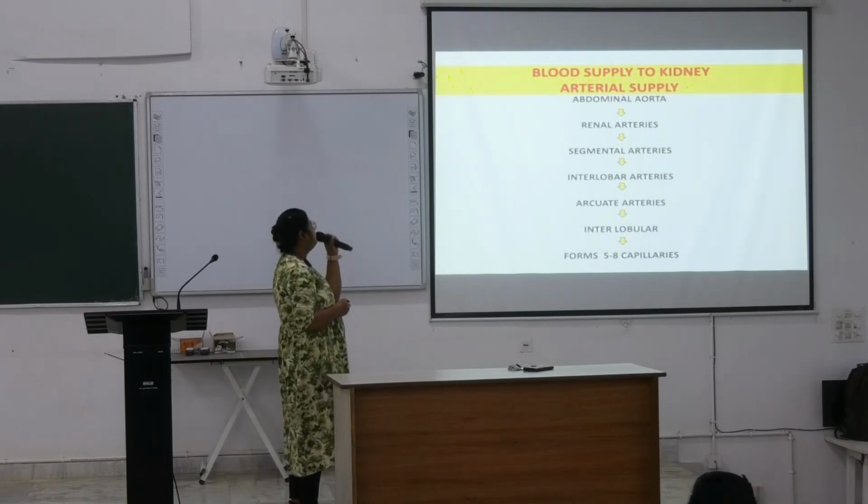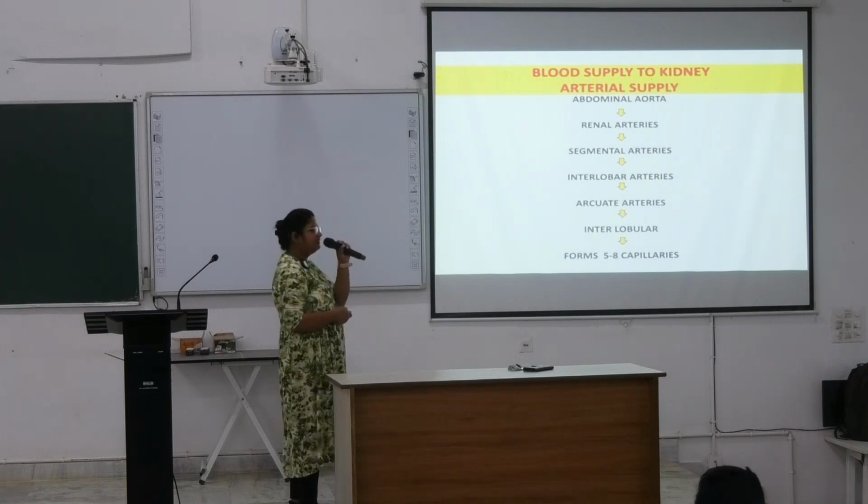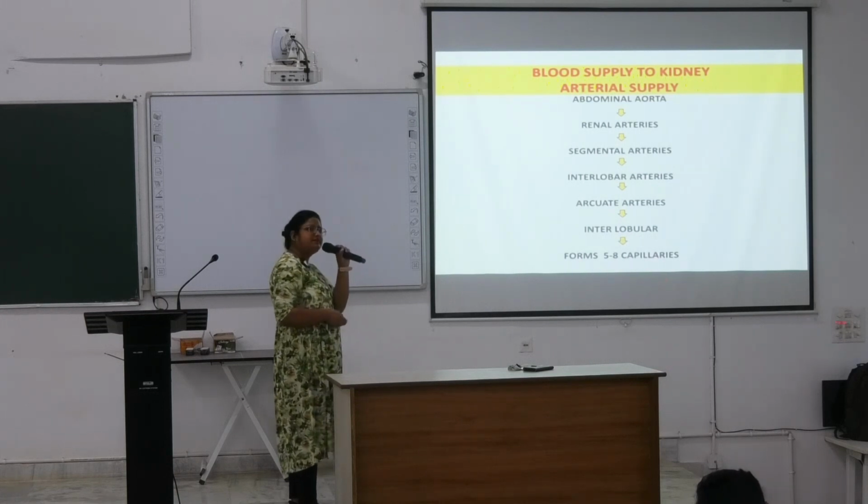So abdominal aorta to renal arteries, to segmental arteries. Segmental arteries are also known as lobar arteries. Then the interlobar artery, arcuate artery, and interlobular artery form 5 to 8 afferent glomerular capillary plexus.